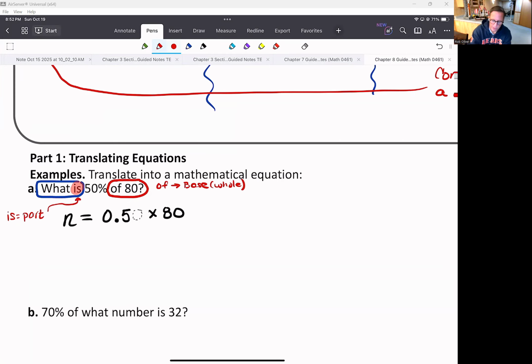So you just do the math here. 50% times 80, or 0.5 times 80, is going to be 40. I know what you're probably thinking when doing these kind of problems: did I really need to use the equation here? But it's a good thing to know how to use.